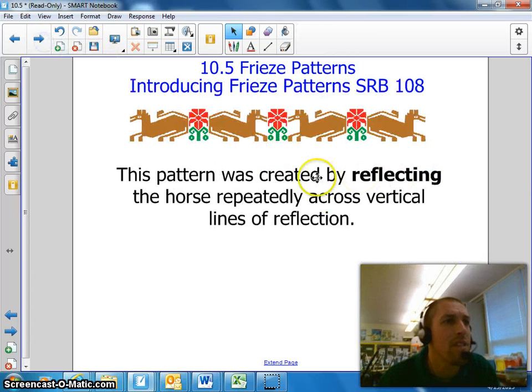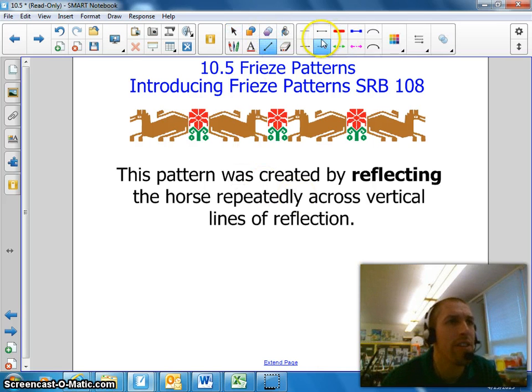Good. Okay, now what we're doing here is frieze patterns. Okay, and this is where you have different lines of symmetry where they're either reflected or turned, and it creates a pattern. For example here, I hope you guys see the lines of symmetry where the reflection takes place right there, and right there, and right here, where it is flipped each time.